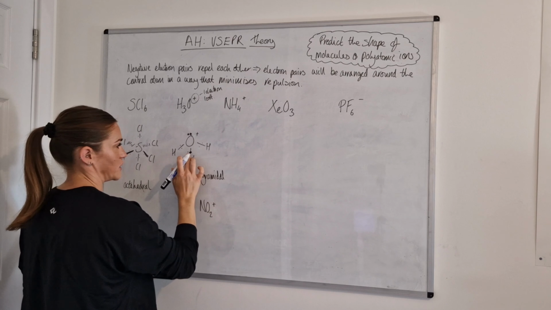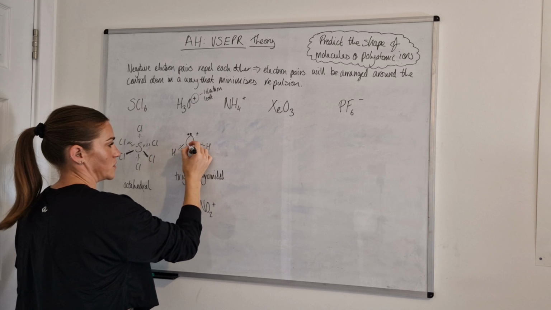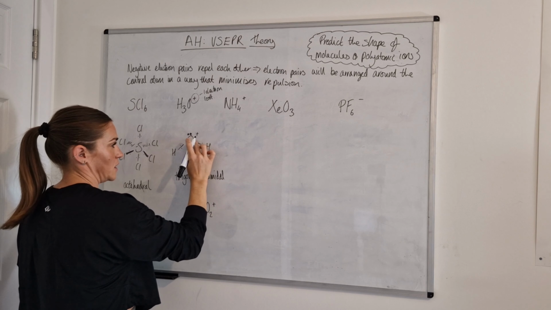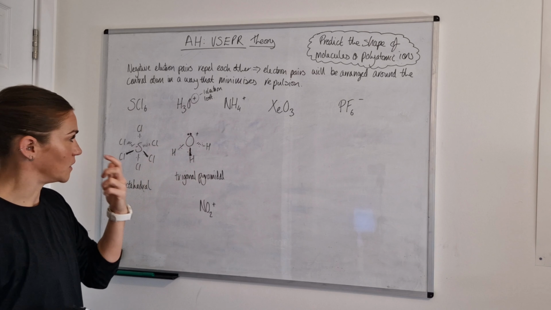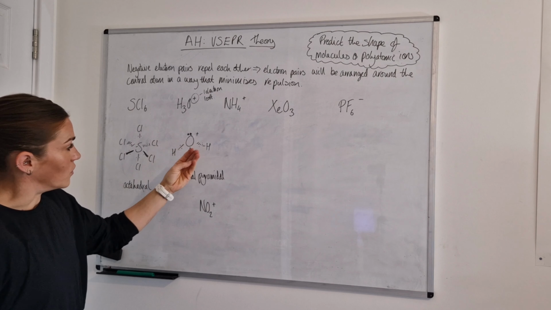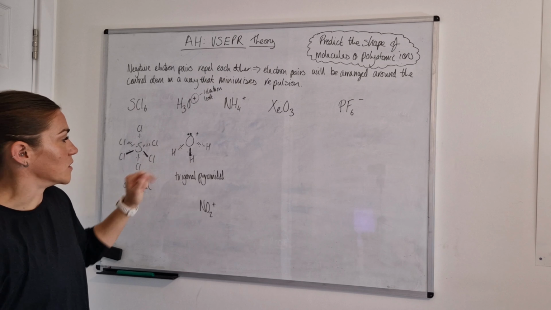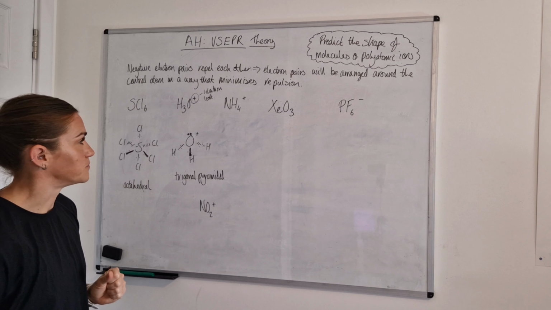And in terms of the wedged and hashed bonds, one of the bonds is straight, one of the bonds is wedged, and one of them will be hashed. And that creates the equal distance of all the hydrogen atoms and the bonding pairs to minimise the repulsion.